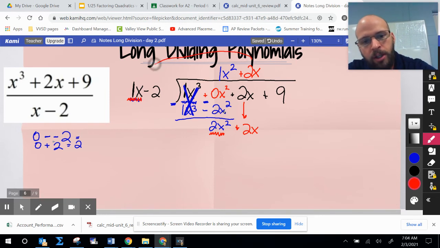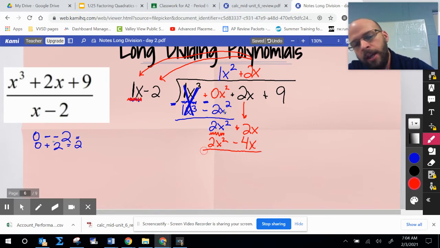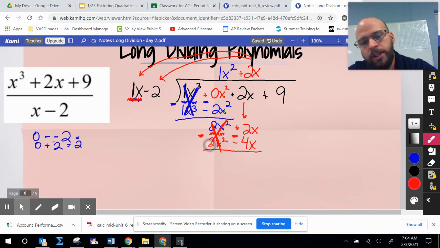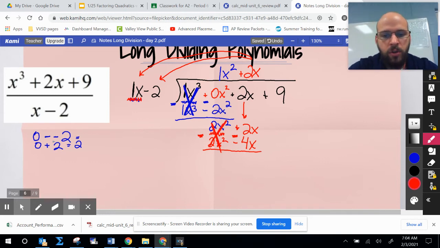So let's check that. 2x times 1x. So 2 times 1 is 2. x times x is x squared. And then I'm going to do 2x times a negative 2, which would be a negative 4x. And I subtract again. Make sure you subtract both sets of numbers. So 2x squared minus 2x squared, ladies and gentlemen, that should always cancel. That should always go to 0.